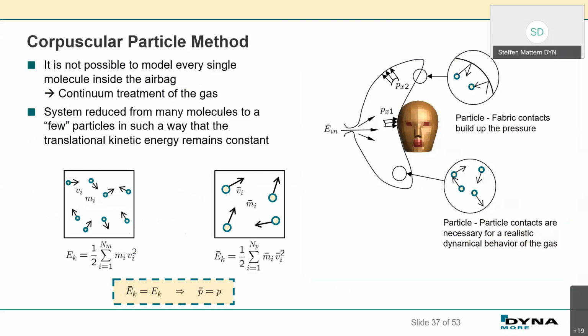To summarize, because it's not possible to individually represent each single molecule by one particle, the system is reduced from many molecules to a few particles by making sure the translational kinetic energy remains constant. This is the important step: the predicted pressure will also stay the same. Since the particles can move independently and only interact via contact with each other and with the airbag's fabric, the pressure will automatically be high where the particle density is high and low where there are only a few particles.